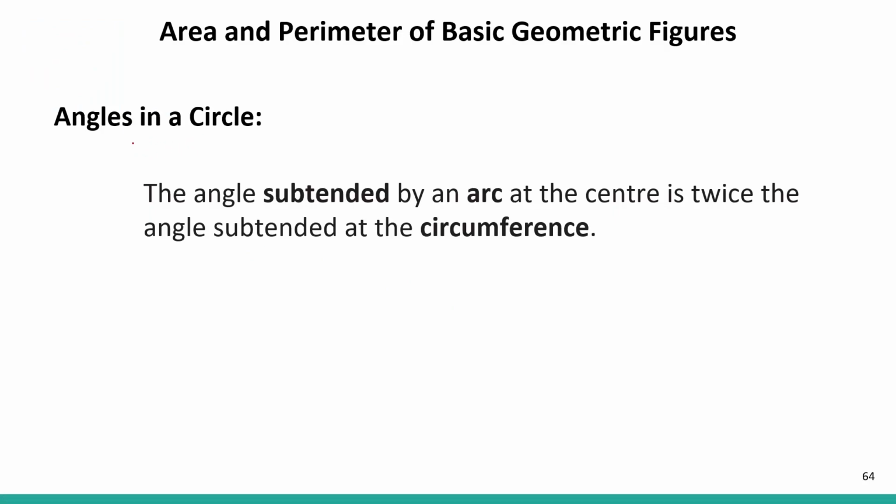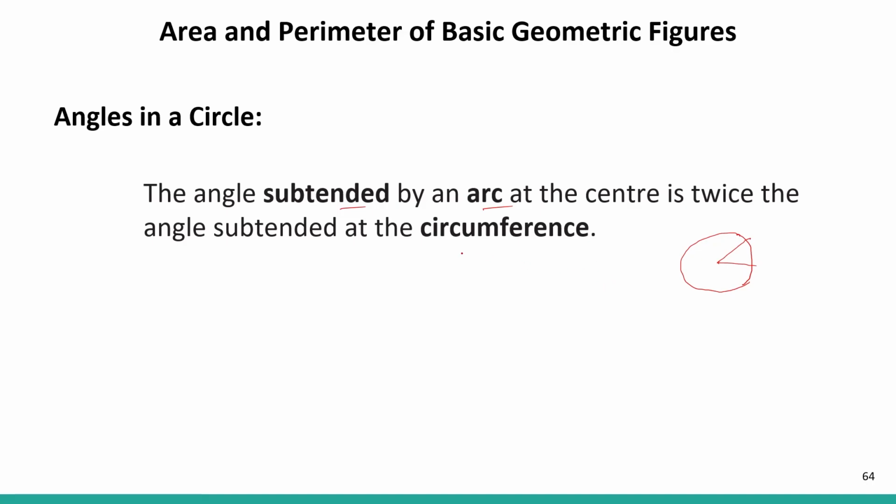So let's see angles in a circle. The angle subtended by an arc at the center is twice the angle subtended at the circumference. Basically, if you are given an arc just like here, this is a circle. An arc is a part of a circle, right? So let's draw a circle first, then see an arc. Here we have an arc.